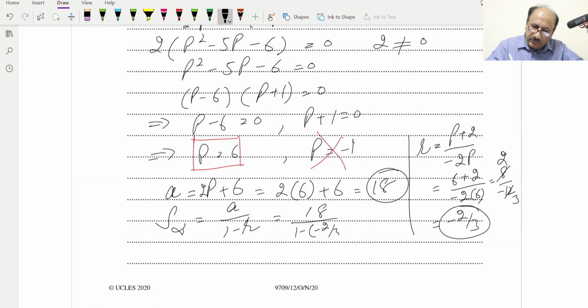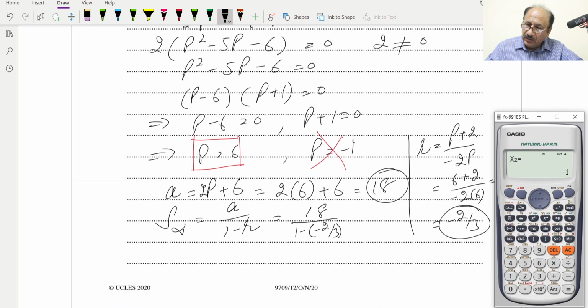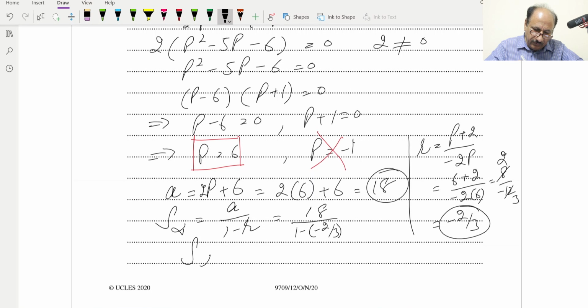This r value we can replace over here, so 1 minus 2 over 3, and we can use a calculator to solve this one, and this will be 18 divided by 1 minus, in brackets we can write minus 2 over 3, and the bracket will be closed, and this will be equal to 10.8. So S infinity will be equal to 10.8. This will be the final answer for this question.